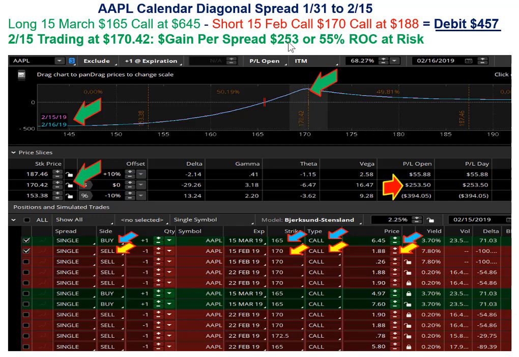So it went from this price of $457. We had an increase in that spread, and the spread went up where we had a total profit per spread of $253, which on the risk of $457 gave us a 55% return on our risk.